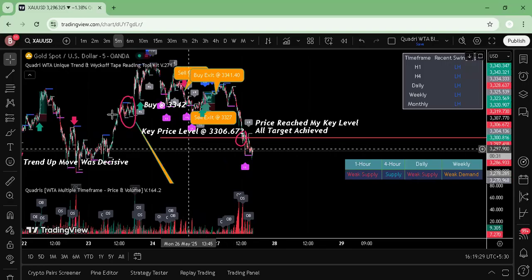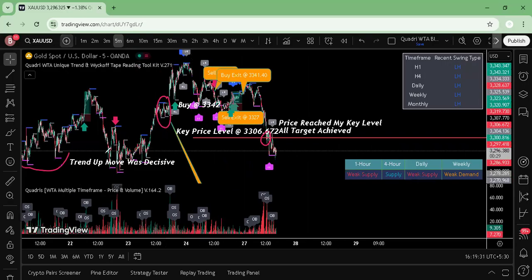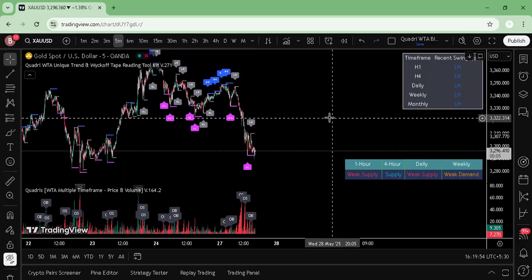For one thing, if this is an accumulation for me, then on every pullback I would initiate a buying opportunity. If this is a distribution, then on every pullback I would initiate a sell trade, based on my trend analysis. If my trend analysis is telling me that price is going to go downwards or upwards, then based on that I'll plan my trades accordingly.